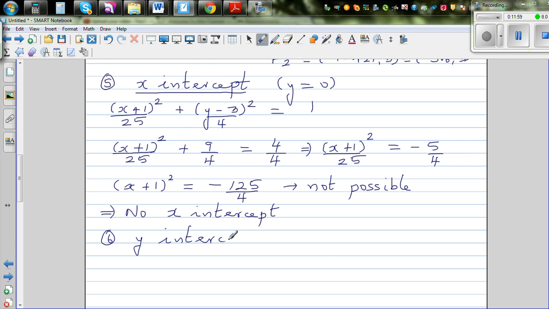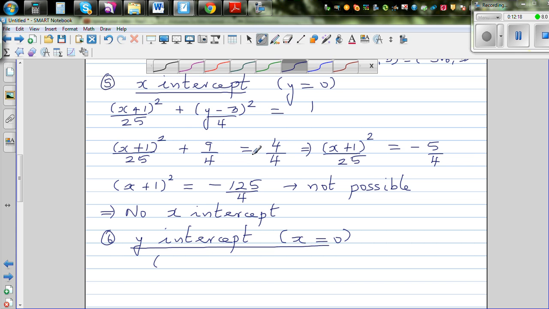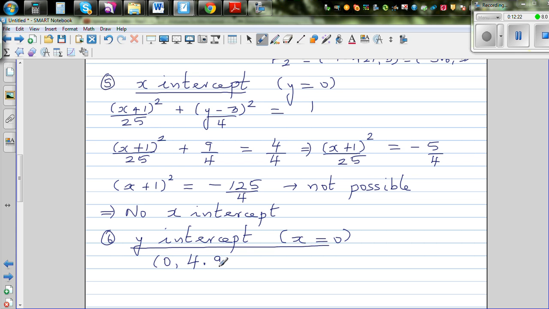you have to set x is equal to 0. If you set x equal to 0, you get two answers. I've already worked this out. So the y-intercept is 4.96. We need to write it in coordinates. So this will be 0, 4.96, and you can do that yourself, and 0, 1.04.